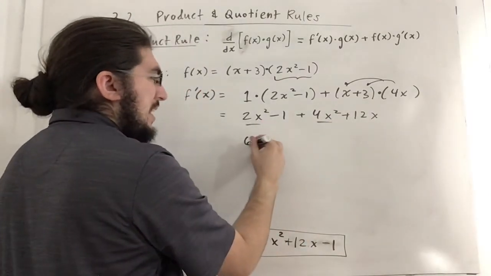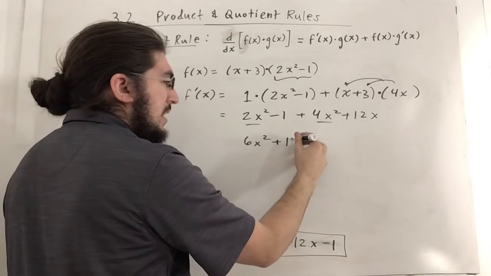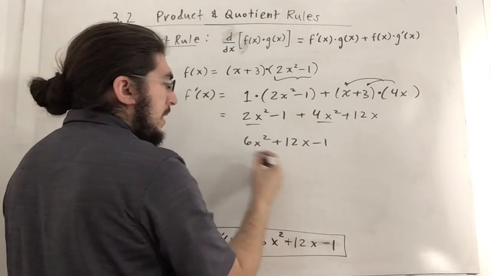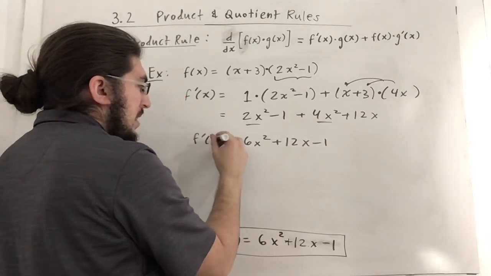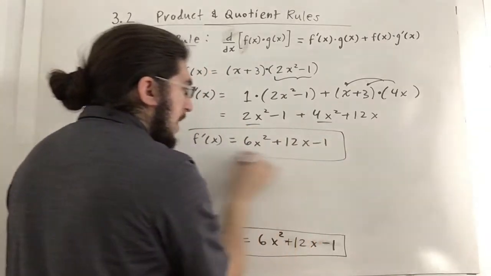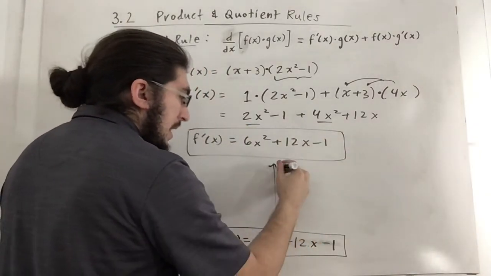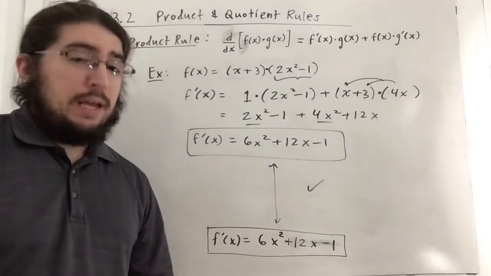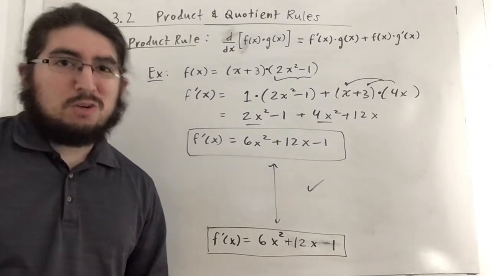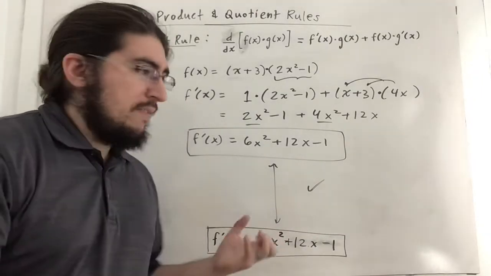These will combine to 6x squared, and if we write it in order, we get 6x squared plus 12x minus 1 as our derivative function. And is that the same as what we got earlier the other way? Yes, they are indeed the same, and they should be. If not, then the product rule will be false, or we did something wrong. So that's kind of nice.